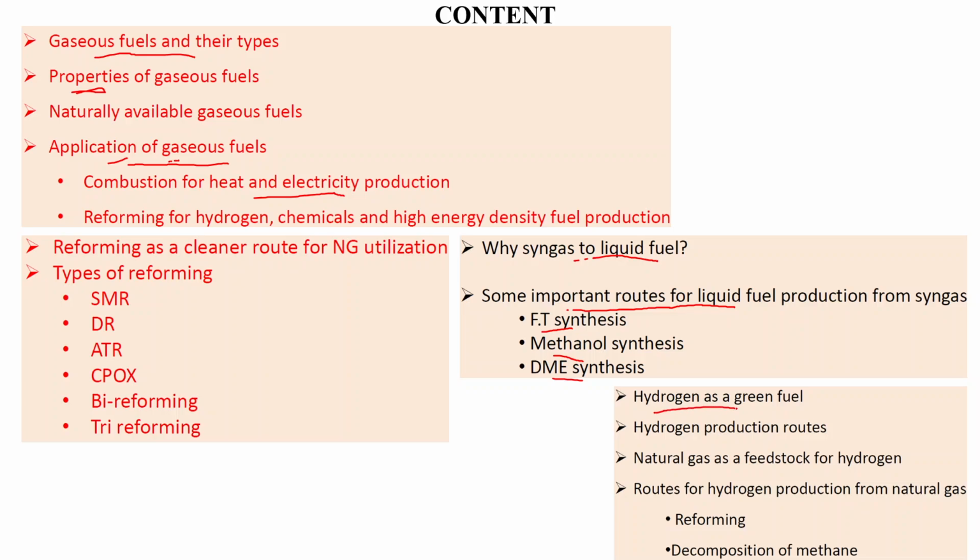As we all know, hydrogen is nowadays a very trending kind of fuel, as it is a green fuel. It produces energy without carbon emission. So we will be talking about different routes to produce hydrogen, that is reforming and decomposition of methane. These are two forms by which we can produce hydrogen from syngas.